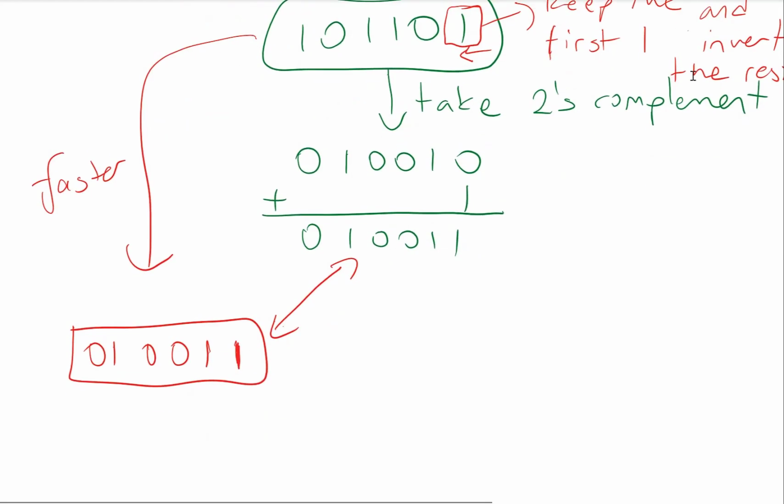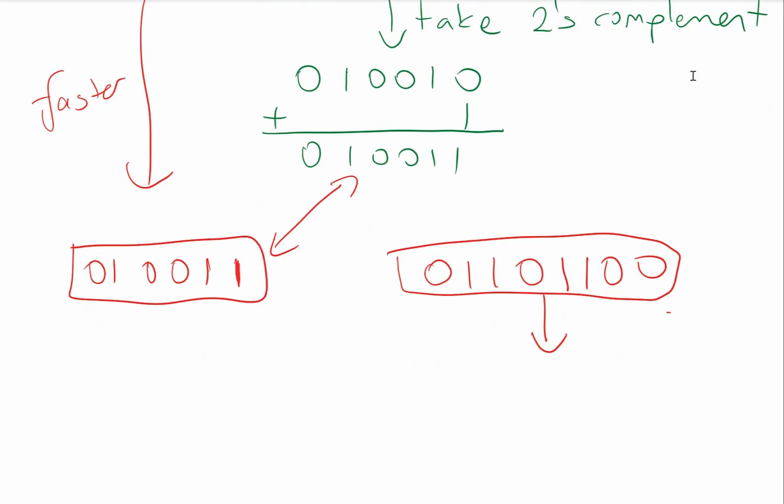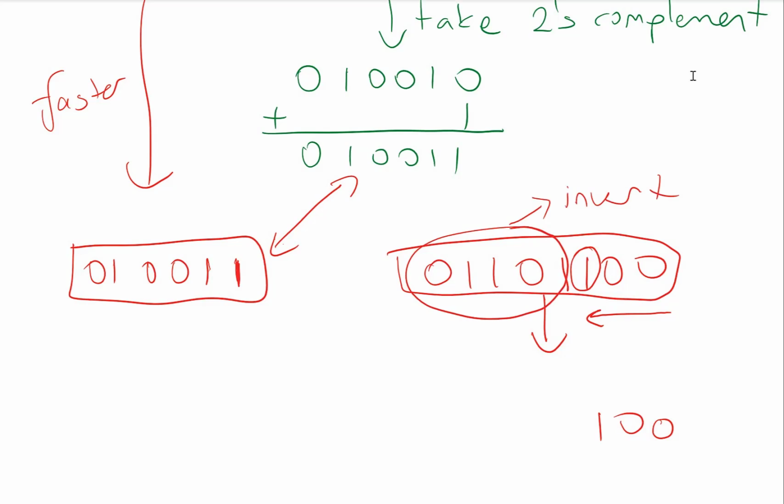Let's do another example. If I give you 0 1 1 0 1 1 0 0, this is an 8-bit number and I want you to take the 2's complement. I start from the right and go until I find the first one. So this is my first one. I keep 1 0 0 and then I invert the remaining bits: 1 0 0 1 0 0. Taking a 2's complement means we are negating a number.